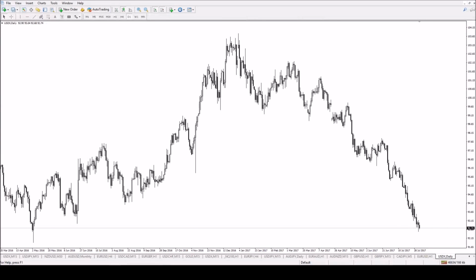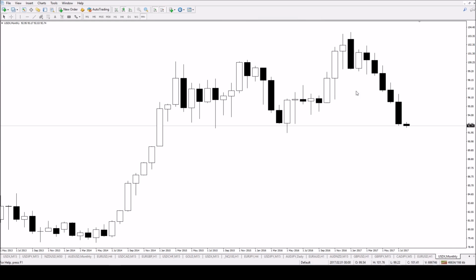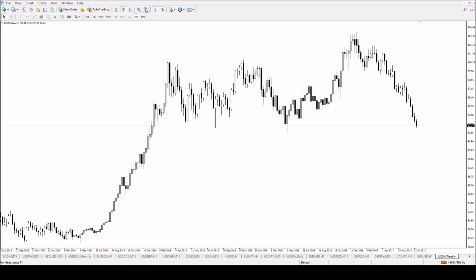Okay, I'm going to start off with the dollar index. Obviously, look at the monthly. We're below the monthly open, starting to open up now to the downside. Weekly so far is bearish. It's fine. The next objective we've been talking about is this.